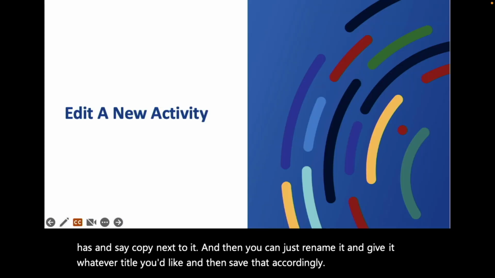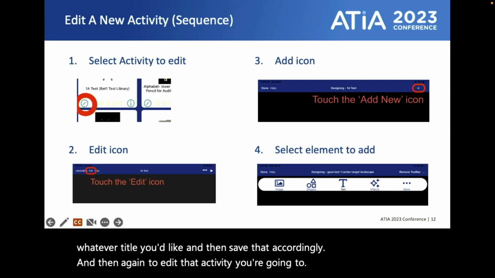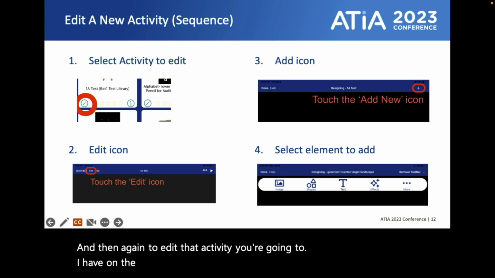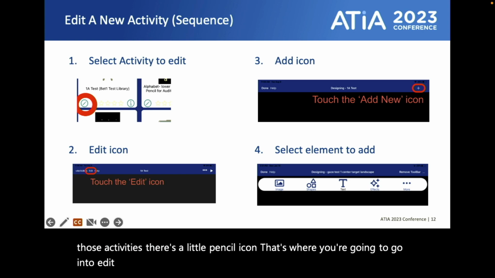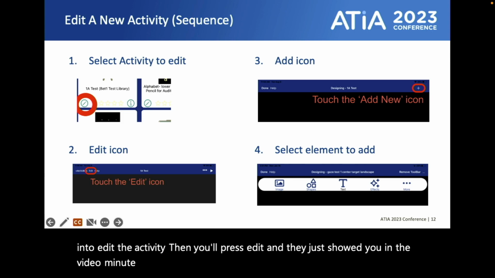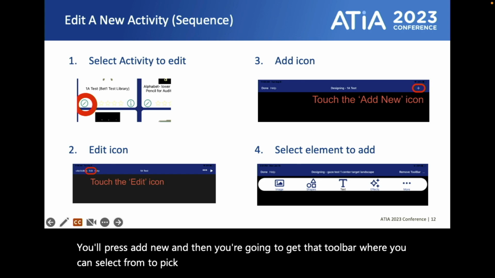And then again, to edit that activity, on the left-hand side of that main page where you see all of those activities, there's a little pencil icon. That's where you're going to go in to edit the activity. Then you'll press edit, like I just showed you in the video a minute ago. You'll press add new, and then you're going to get that toolbar where you can select which type of item you'd like to add.